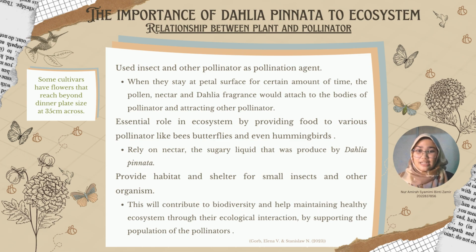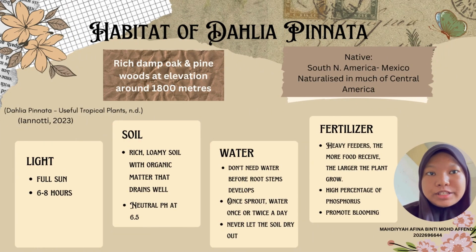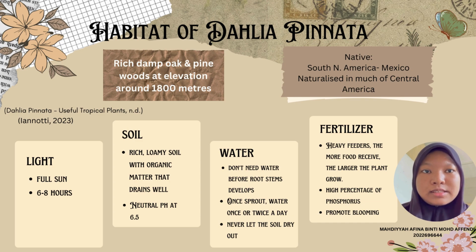In addition, Dahlia Pinnata provides habitats and shelter for small insects and other organisms. This will contribute to biodiversity and help maintain a healthy ecosystem through their ecological interaction by supporting the population of the pollinator. For the habitat of Dahlia Pinnata, it lives in rich damp oak and pine woods at elevation about 1,800 meters, and it is native from South North America until Mexico. It's centralized in Central America.